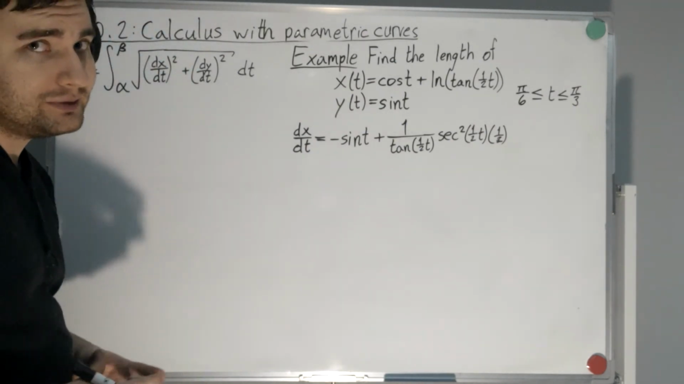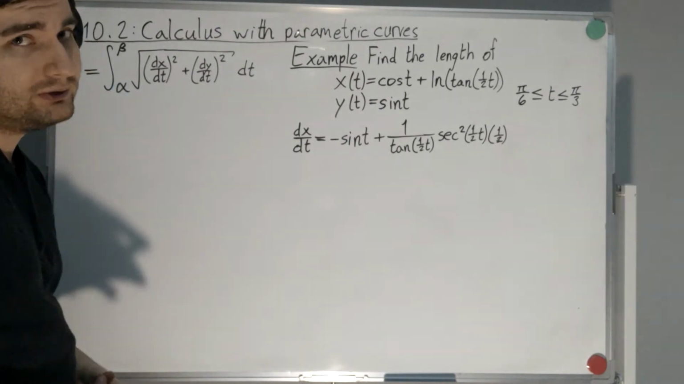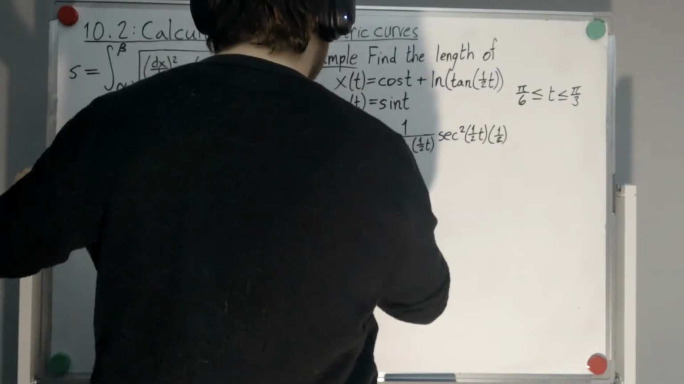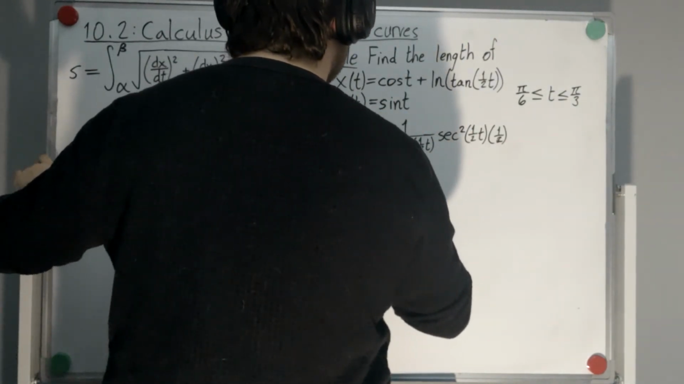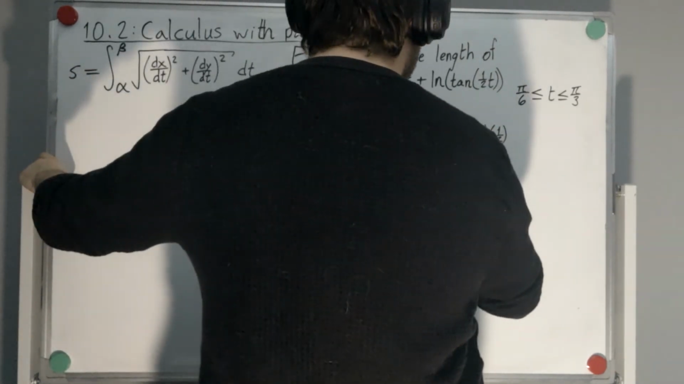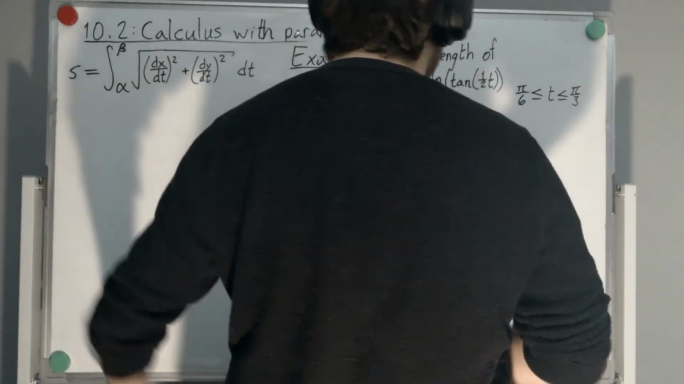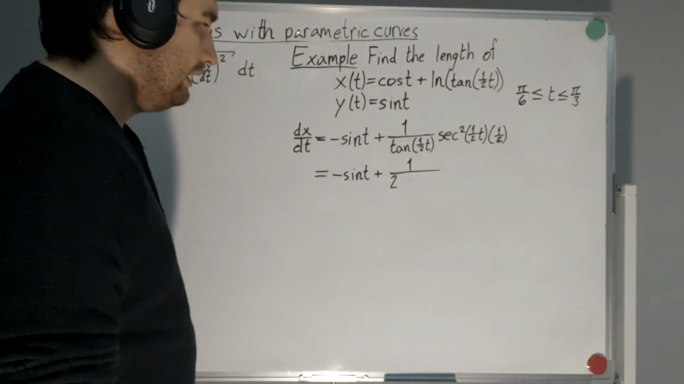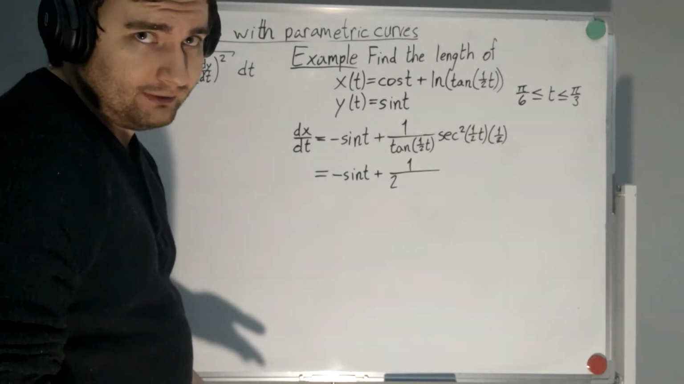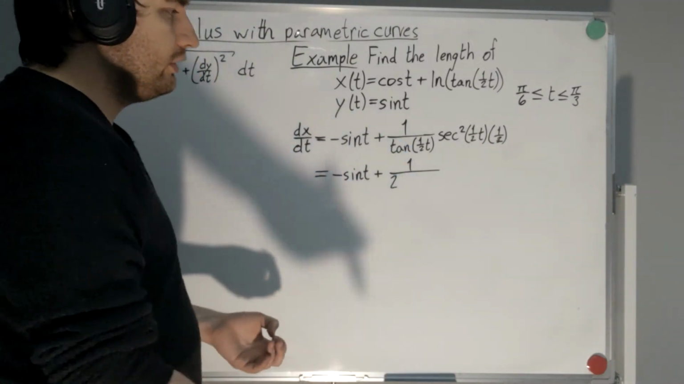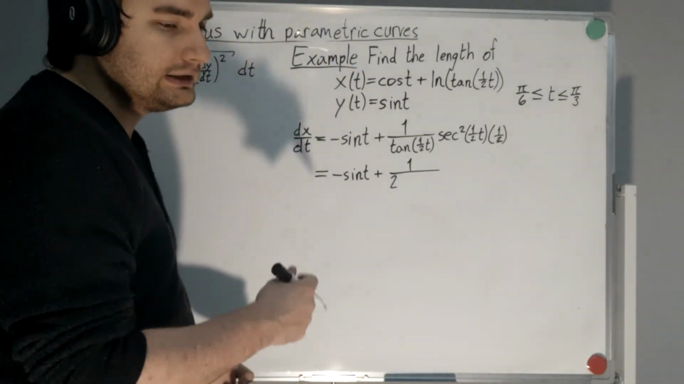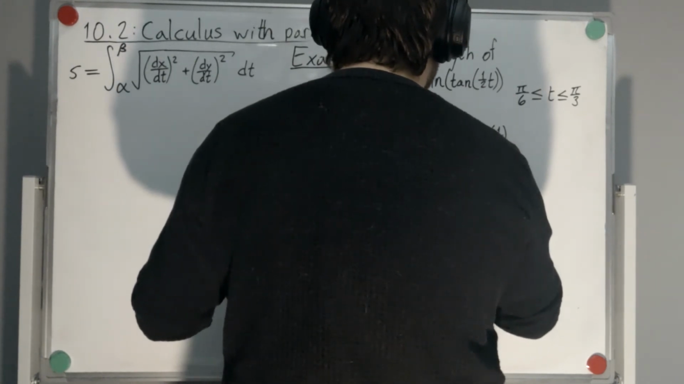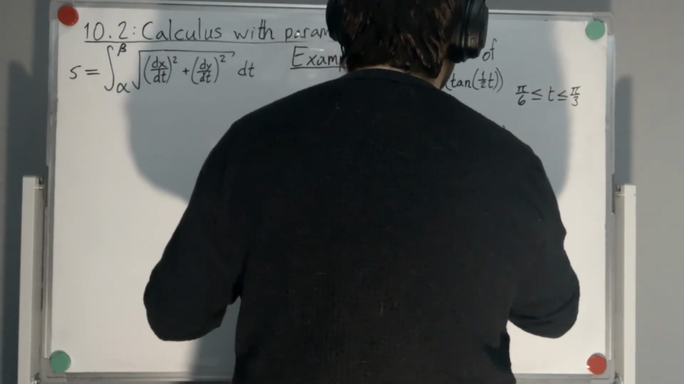And then we're going to want to simplify this a bit because we're going to eventually plug it into a formula, so we don't want it to be messy. So this is negative sine t plus, let's see here, 1 over 2. Okay, secant squared is the same as 1 over cosine squared. And tangent is sine over cosine. So sine over cosine times cosine squared gives us sine cosine. So 2 sine of 1/2 t cosine of 1/2 t.